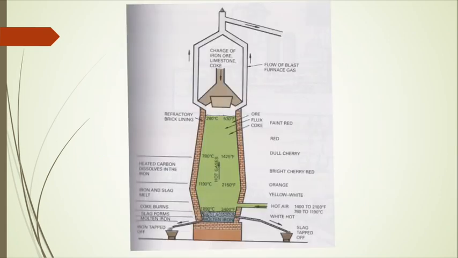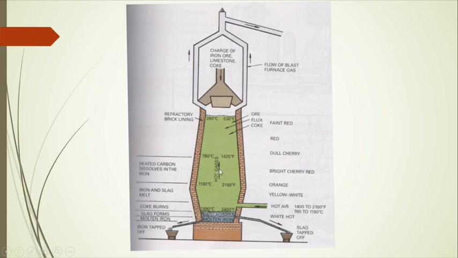This is a figure of a blast furnace. You can see at the top it is a smaller diameter, and the bottom is a slightly larger diameter. So you load the iron ore, the flux and the coke as a fuel from the top. Hot air is pumped from the bottom as hot gases move through the iron ore.